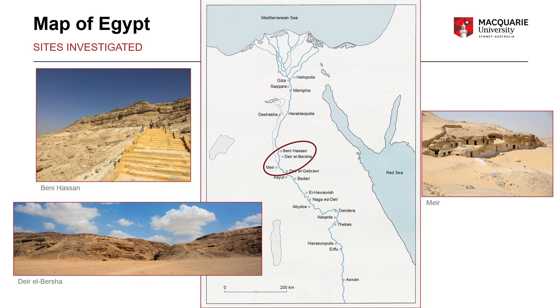Now, in order to conduct an effective and detailed comparison, I needed to put parameters on what is a very large corpus of material, and I primarily achieved this through restricting the sites that I looked at. I concentrated my project on the region of Middle Egypt, specifically the cemeteries of Meir, Deir el-Bersha, and Beni Hassan. Each of these cemeteries contains the tombs of the ruling elite of their province, from the late Old Kingdom to the end of the Middle Kingdom, and this is the peak period of model production.